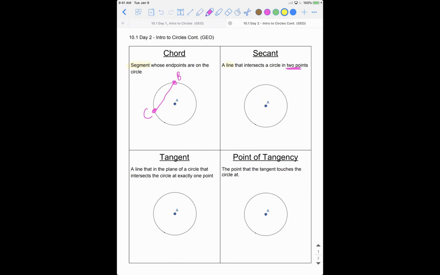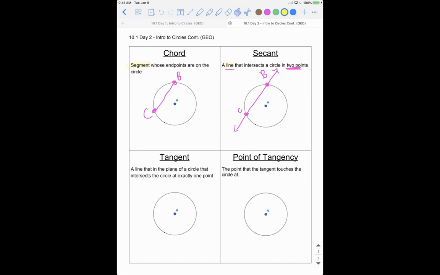So it's going to look like a chord, except it's going to continue on in both directions. So if we go through here, right, it crosses through at this point, it crosses through at that point, but it goes on forever. Sometimes you'll have those arrows, sometimes you're not. So again, our line continues on forever, but it crosses at 2 points. So let's say we call that B and that C, right? So they're very similar, a chord and a secant, although one continues on forever, the other one does not.